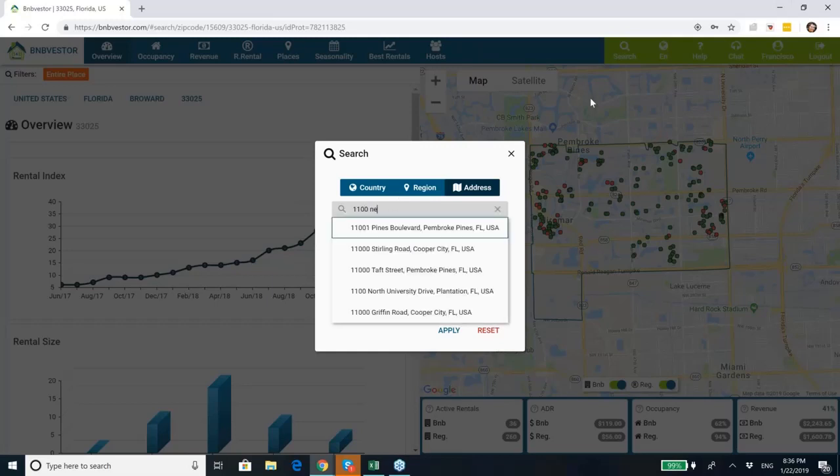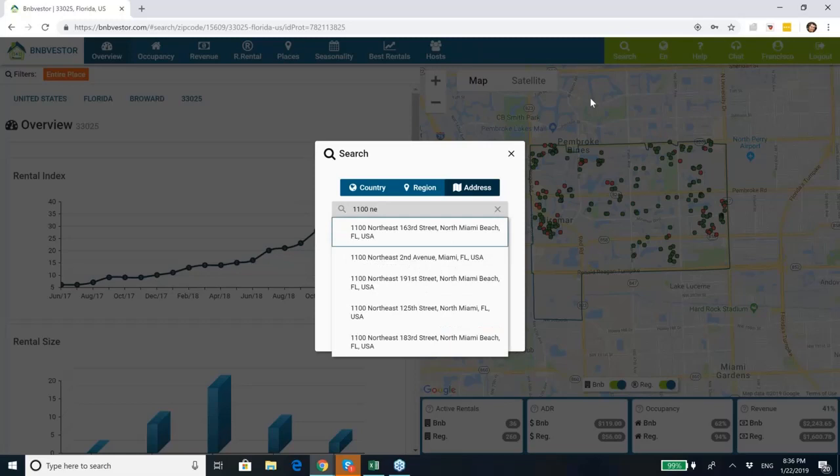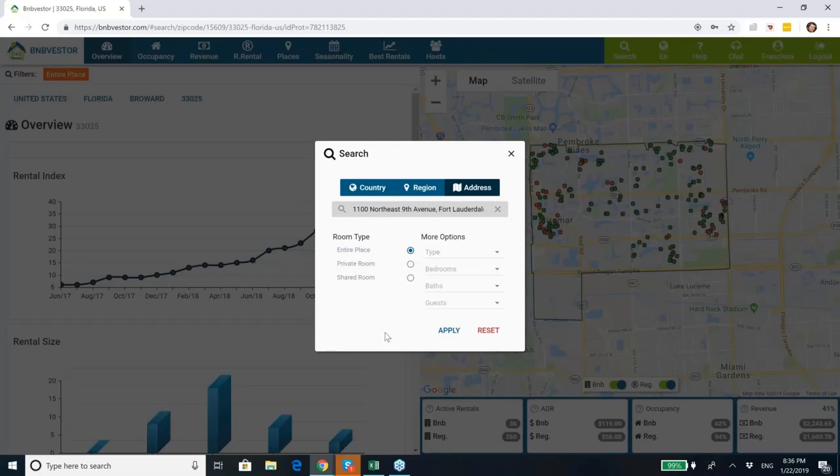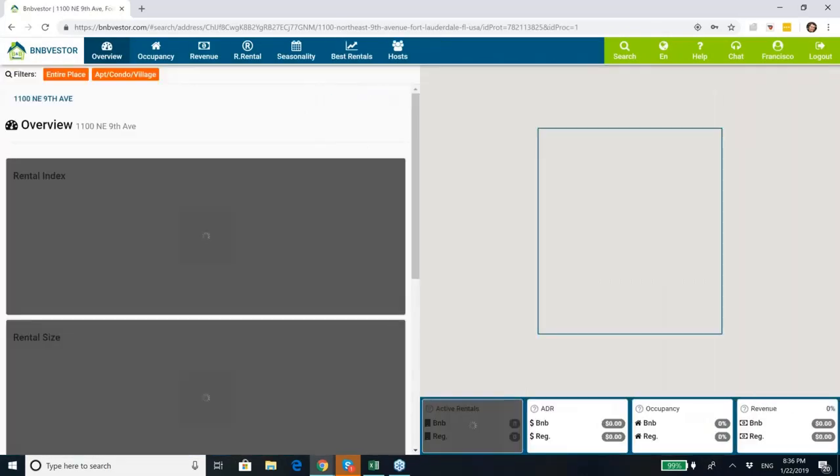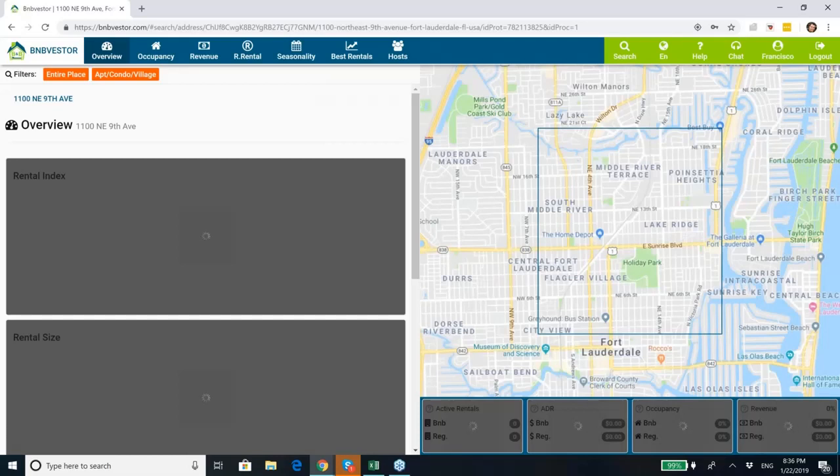1100 Northeast 9th Avenue. That's an address that I was looking for, Lore, USA. That's the one that I'm looking for. Okay, that's an address. That's an apartment building. That's a property that is for rent that I was checking out.